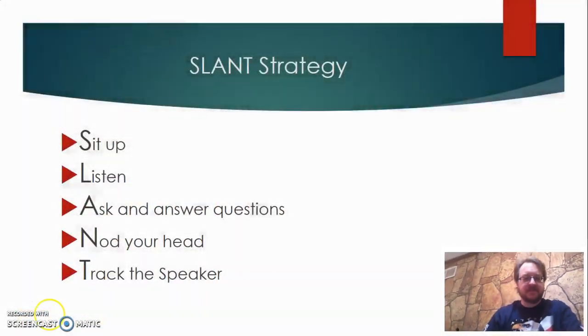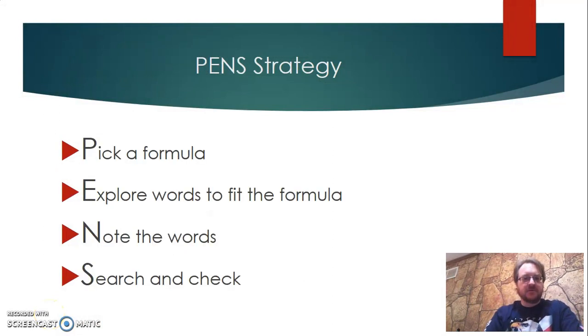Let's go ahead. We're going to talk about the PENS strategy. I know we've talked about that before, but I'm going to pull it up here on the screen so you can take a look at that. So we're going to be starting with picking a formula out of those three formulas that we have, the subject-verb, SV, or the subject-verb-verb, which is SVV, or a verb-subject-subject, which is VSS. And so then you'll pick your formula you're going to use, explore the words to fit the formula, you're going to note the words you're using, and then you're going to search and check those. So let's go ahead and take a look here.